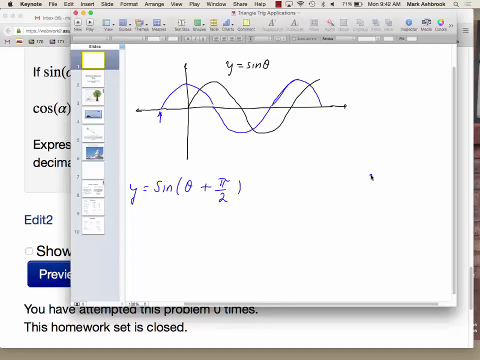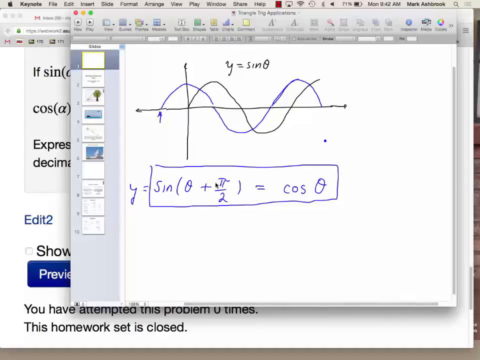Anyone recognize what the blue one is? It's cosine, right? It's cosine because it starts at the max, here at 0, and then goes down to the midline. So that blue graph that I drew, it's ahead of sine by pi over 2, so we can write it as sine of theta plus pi over 2. But it's exactly the same as cosine. So that's an identity. This is true for every angle. Every angle measure that you would pick, the sine of pi over 2 plus that angle measure is equal to the cosine of that angle measure.